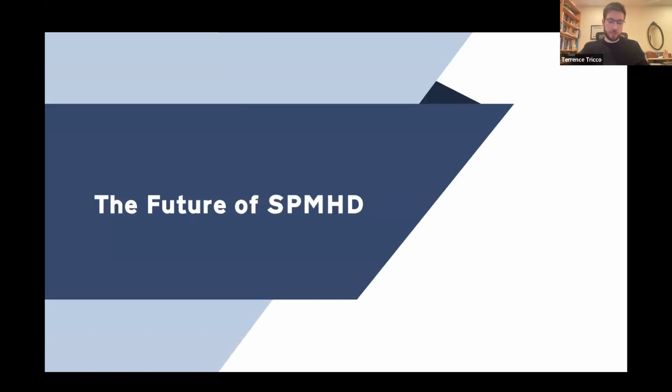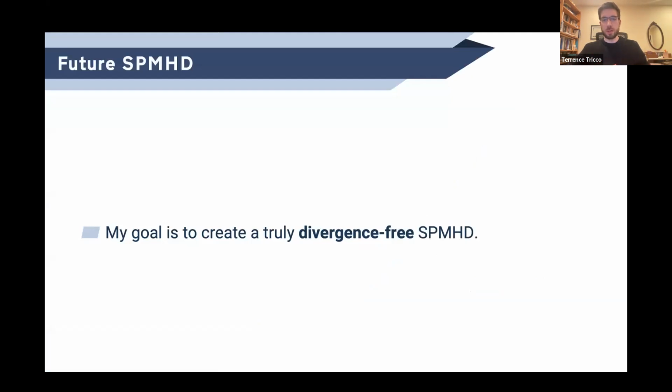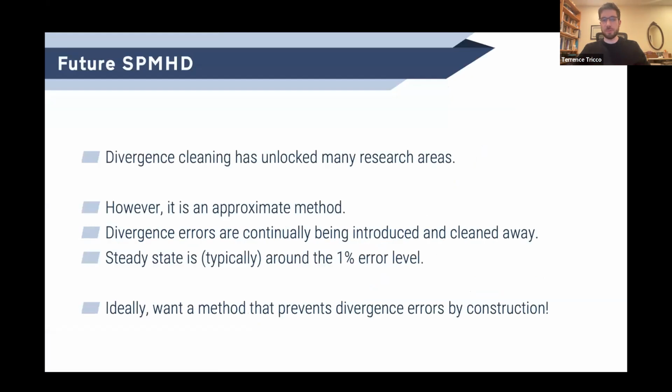So let's talk about the future of SPMHD. My future research goals are around creating a truly divergence-free SPMHD method. Divergence cleaning has unlocked many research areas, however, it is an approximate method. Divergence errors are continually being introduced and then cleaned away. The steady state here is typically around the 1% error level. Ideally, what I want, as a numericist, is a method that prevents divergence errors by construction, to get away from this sort of post-processing cleaning, have it as a pre-step where you just prevent divergence errors from even manifesting.